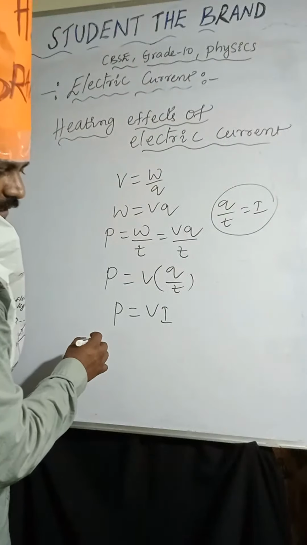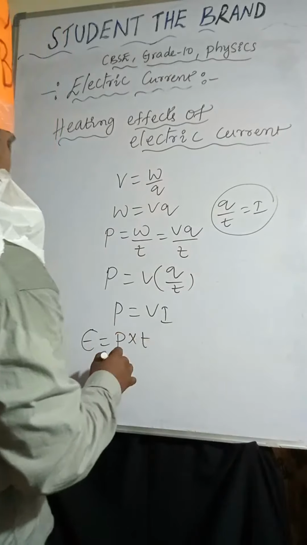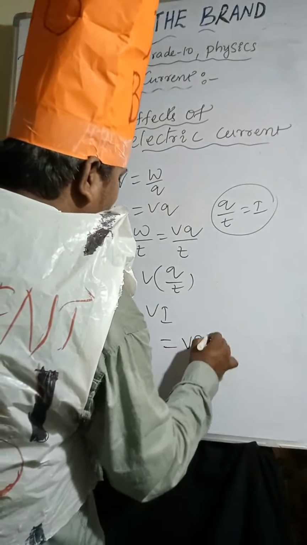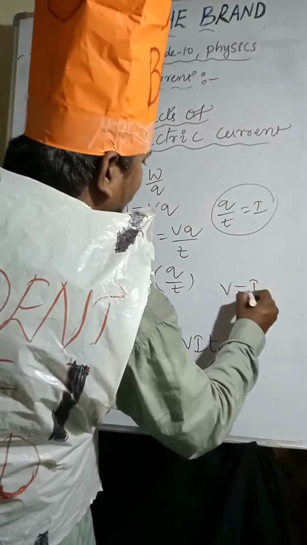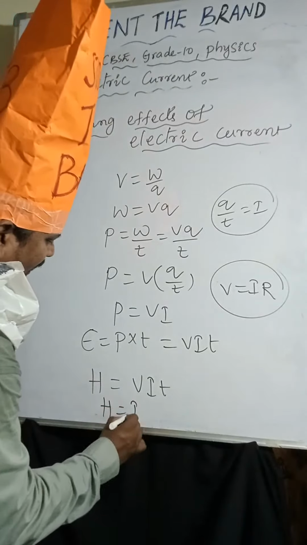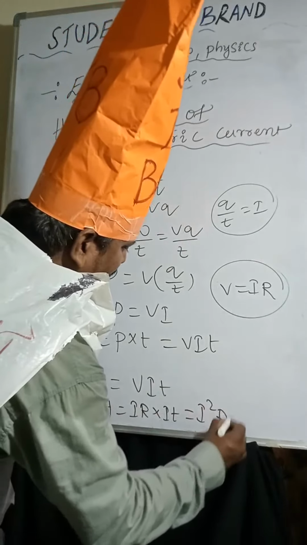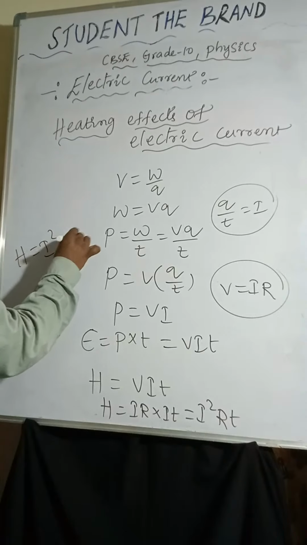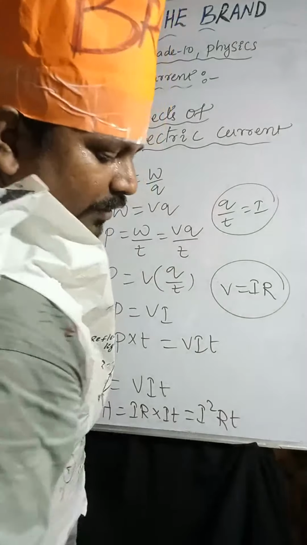So the energy given to the conductor is E equal to P into T, so VI into T. We know V equal to IR, yes or no? So H equal to IR into I into T, then we get I square RT. So the heat produced in the conductor is equal to I square RT.